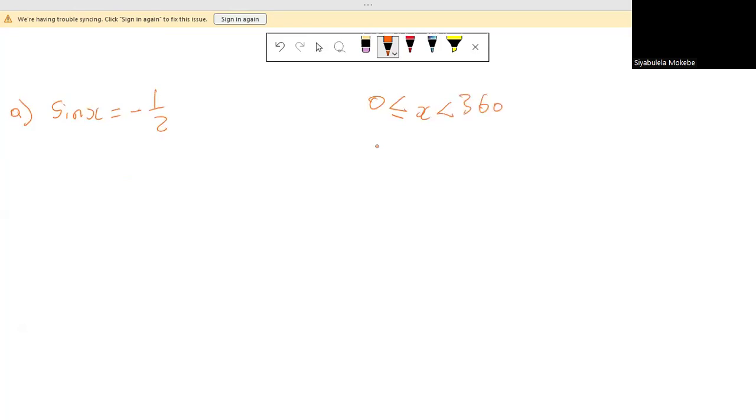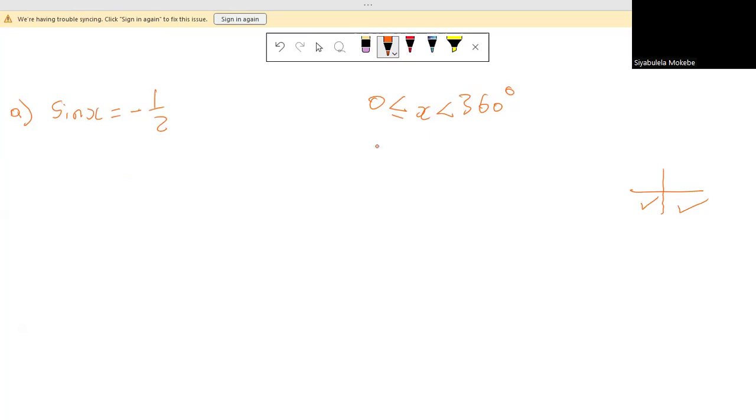So here, first thing, guys, remember the first thing is to look at my trigonometric function. My trigonometric function here is equal to -1/2. Now, the fact that my trigonometric function is negative, it means if I look at my CAST diagram, I'm looking at quadrant 3 and quadrant 4. Now that's going to be important. The first thing is to determine which quadrant you are dealing with.